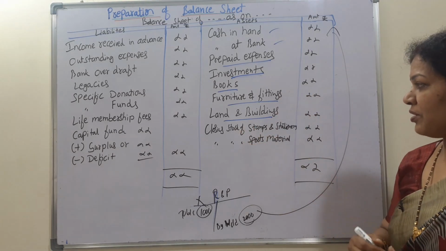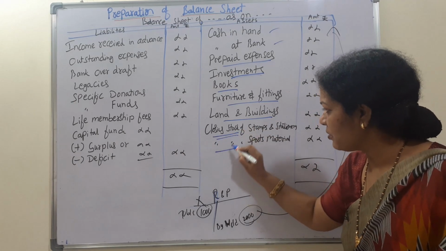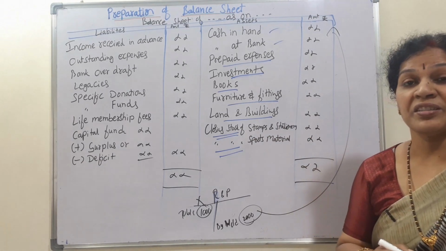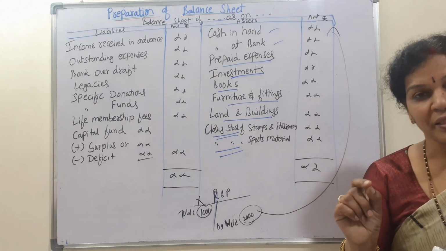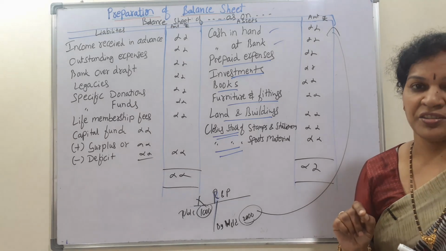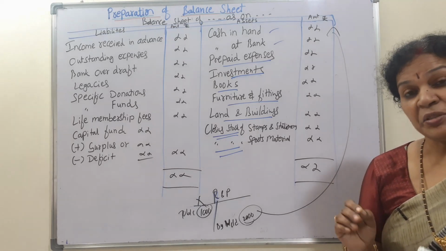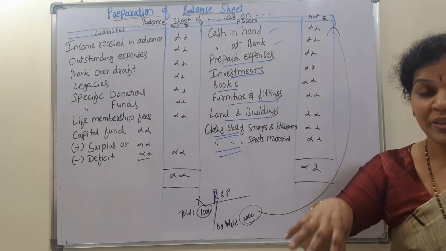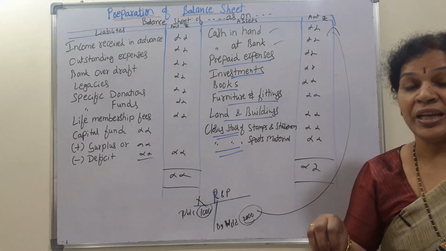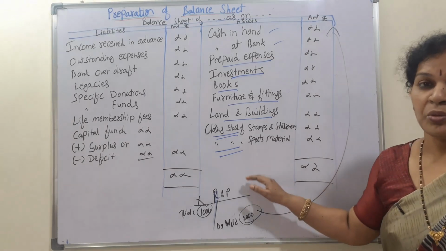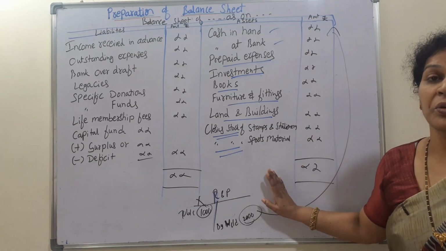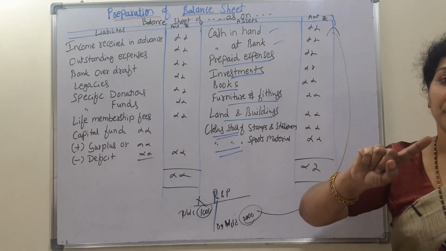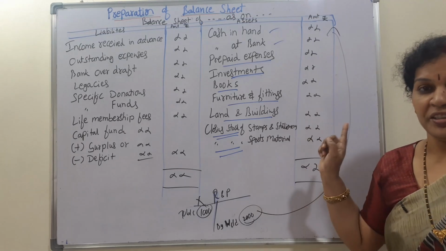Next, closing stock. Please be careful, closing stock. Closing stock of stamps and stationery. At the end of the year, if any stamps and stationery is left over, we treat it as an asset. Are you getting it? In the same way, sports material also. At the end of the year, whatever sports material is left over, we calculate it and show it as an asset. So any closing stock left over would be a balance sheet asset. Very important point you have to remember. This is the difference between final accounts balance sheet and here, okay?